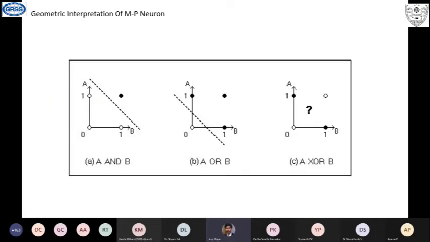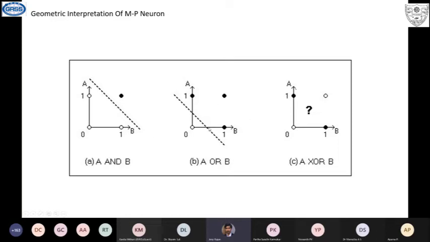So you can design AND, OR, and NOT gates using an MP model, but you will not be able to design an XOR using one single MP model. Because in the case of XOR, the input is not linearly separable. In the case of AND, the output is 1 when A and B are 1. In all other cases, the output will be 0. So you can easily separate these two outputs with the help of a line, right?